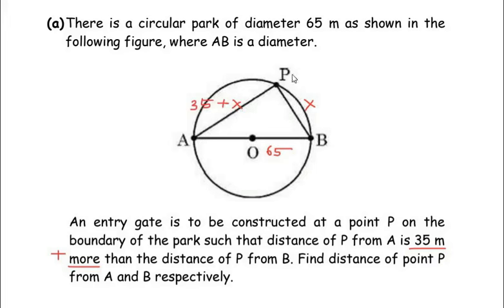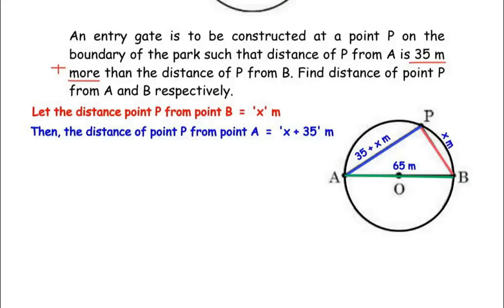So let us reconsider this figure over here. So here we have written, let the distance of point P from point B be equal to x meters. Then the distance of point P from point A is equal to x plus 35 or 35 plus x meters. And the diameter is given as 65 meters.